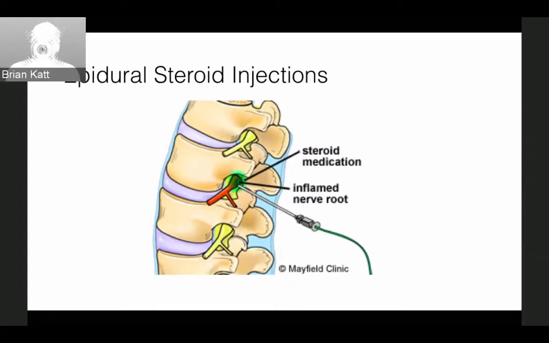Essentially, if someone has pain down one leg, I'm doing a unilateral, one-sided transforaminal. If someone has bilateral leg pain, then I'm either going to do a bilateral or I'm going to do more of a general epidural.